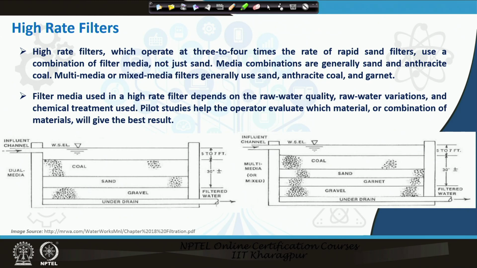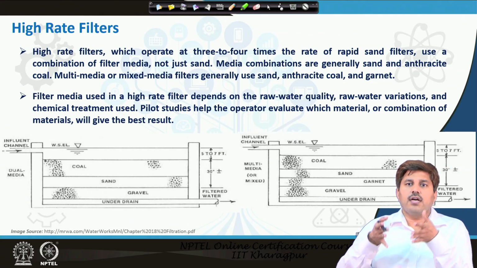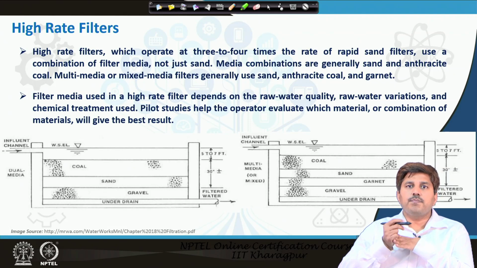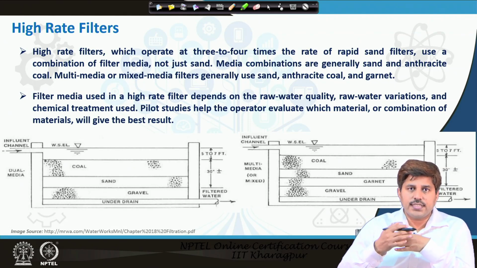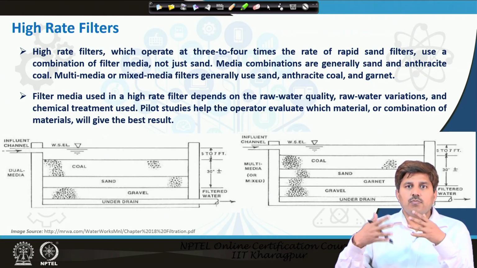Now, the rapid sand filters or rapid gravity filters that we were talking about can be converted to high rate filters, which usually operate at 3 to 4 times the rate of the rapid sand filters, and this is done in the dual media or multimedia filters. So, instead of just using sand, if we use anthracite coal or granite, which has better flow through velocity, they facilitate larger flow rates. Then we can operate this filter at a much higher rate with almost the same raw water quality.